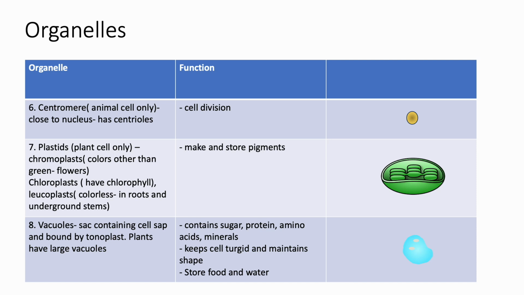Vacuoles. These are sacs that contain cell sap and they're bound by a single membrane called the tonoplast. Plants have large vacuoles while animals would have only small vacuoles. So it would contain sugar, protein, amino acids, minerals, and keeps the cells turgid and maintains the shape of the cell as well because it becomes stiff with it, and it stores food and water.